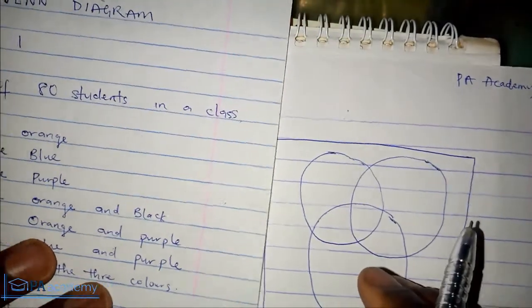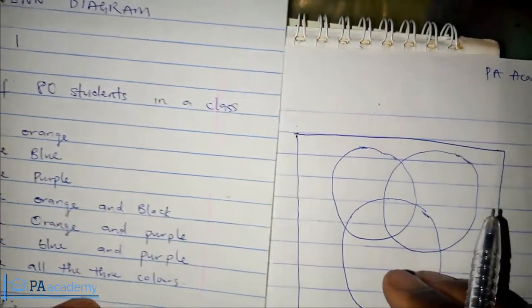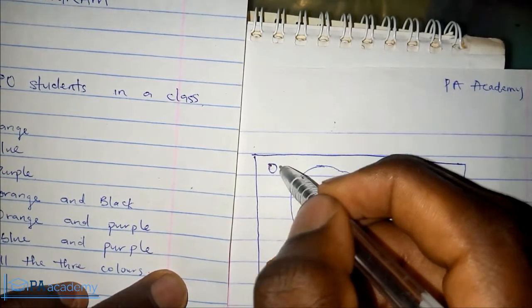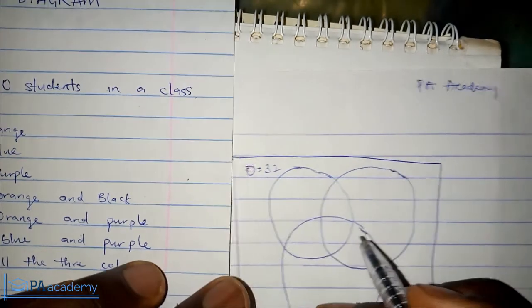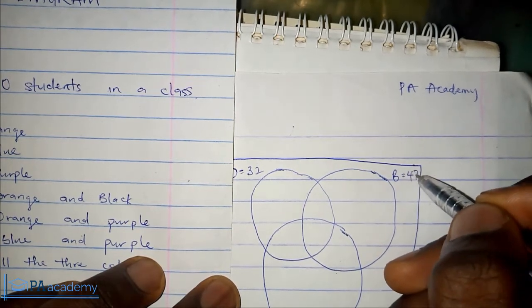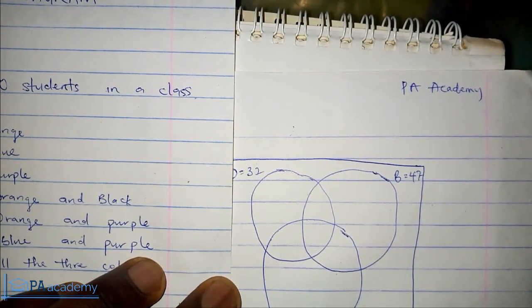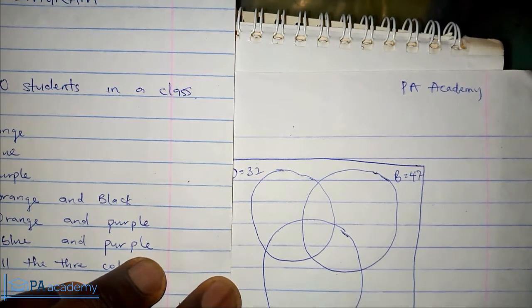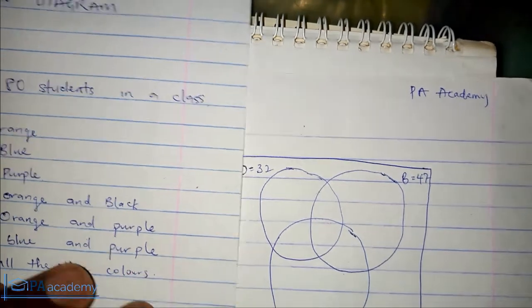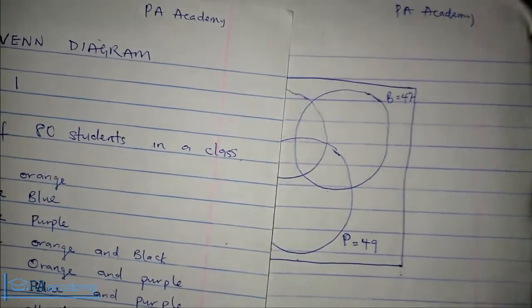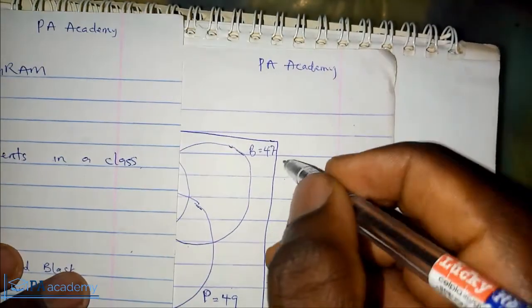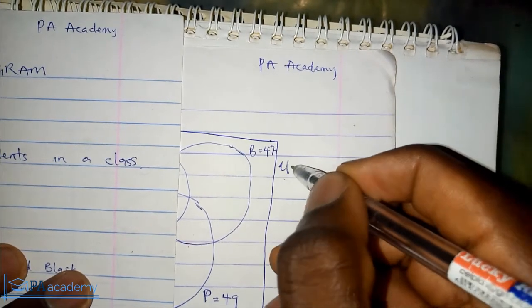So let's assign it. Let this one be for orange, and the total people for orange is 32. And then let's have this one for blue, and total people for blue is 47. And then this is purple, P, and total students who like purple is 49. So our universal set, which is 80, the total number of students in the class, we can put that somewhere outside beside the box as 80.